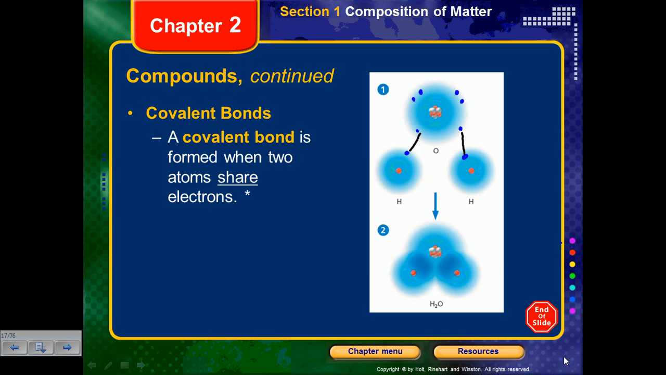And when they share, it pulls them closer together. If you look at picture 2 right here, you see this bluer, darker shading. When they share electrons, it brings them closer together, and that's their bond. So now oxygen has 1, 2, 3, 4, 5, 6, 7, 8, and they feel full if their outside shell is full. Hydrogen has 1, 2, and it feels full.